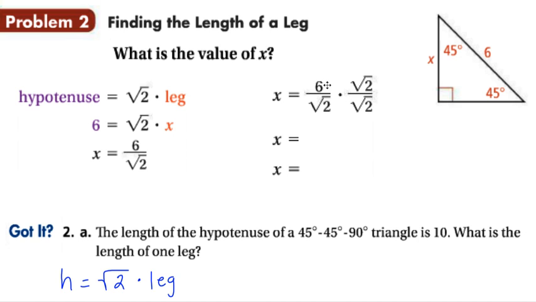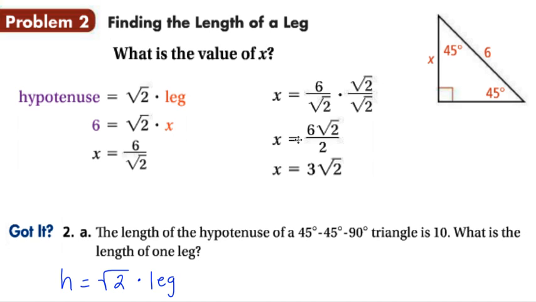Okay? So on the top we're going to get 6 square roots of 2, and in the bottom we're just going to get 2. Okay, the square root of 2 times square root of 2 is the square root of 4, and square root of 4 is 2. So now we can divide, 6 divided by 2 is 3, so we get 3 square roots of 2.